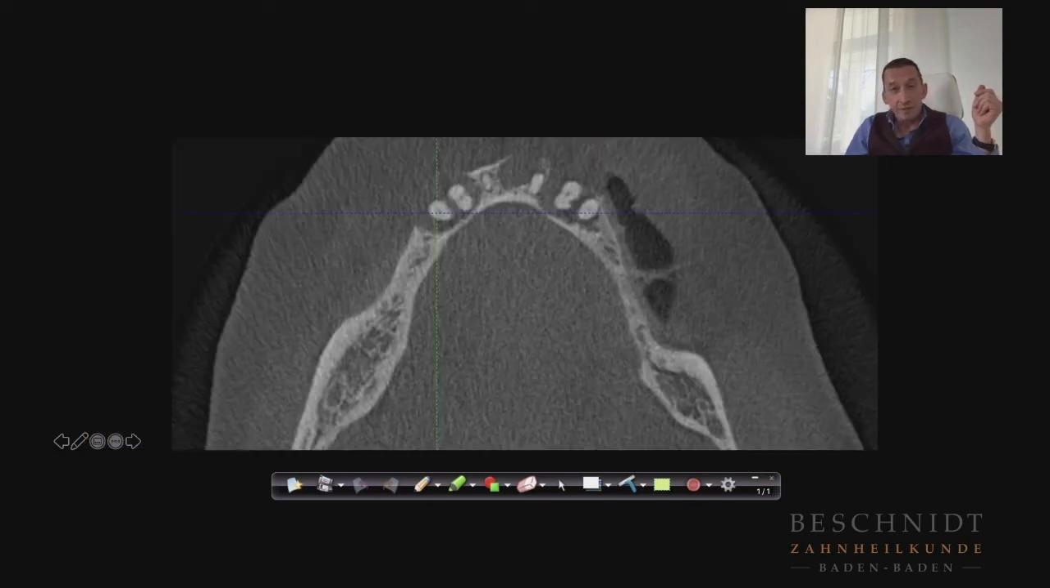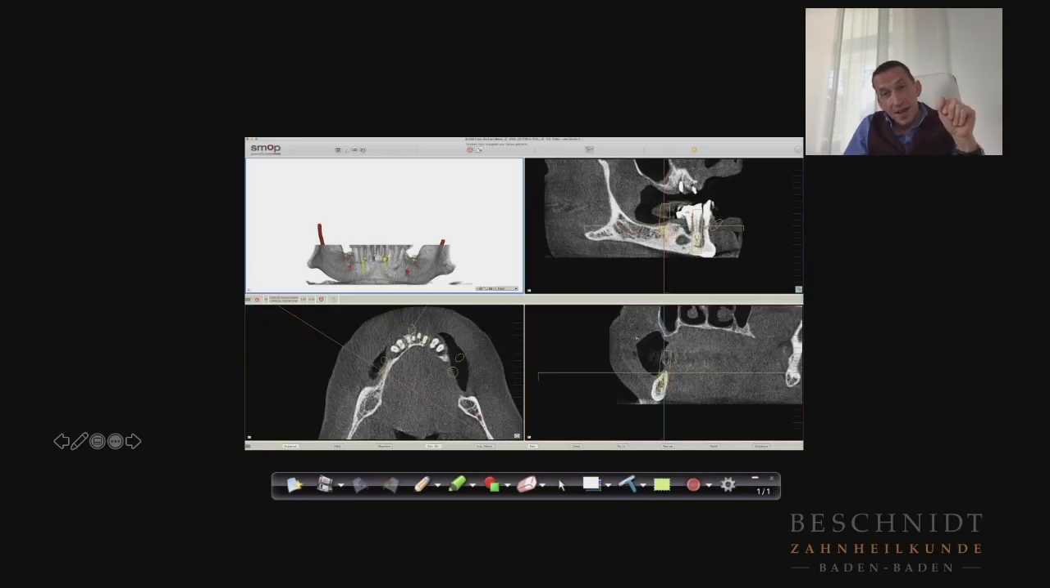You see we have large bony defects, so it was very, very difficult to place the implants in a position where we have primary stability. And although we have implants in the upper jaw, we know we have higher chewing forces.